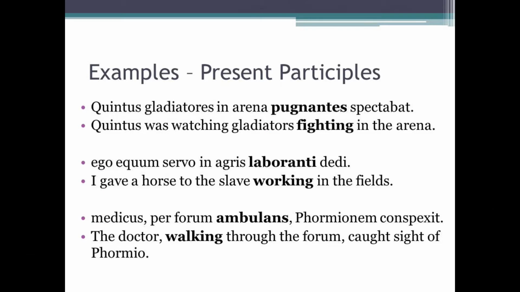Now that we've covered the grammar and the vocabulary, let's have a look at some examples of present participles. Quintus gladiatores in arena pugnantes spectabat. Quintus was watching gladiators fighting in the arena. Ego equum servo in agris laboranti dedi. I gave a horse to the slave working in the fields. Medicus per forum ambulans Formionem conspexit. The doctor, walking through the forum, caught sight of Formio. And notice how, in all of these examples, the present participle has been translated as the word ending in -ing.